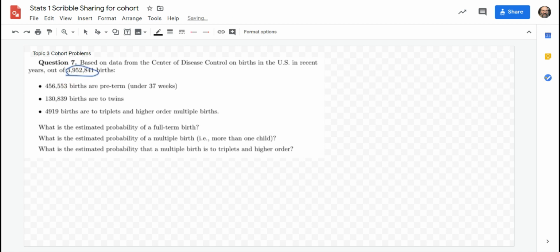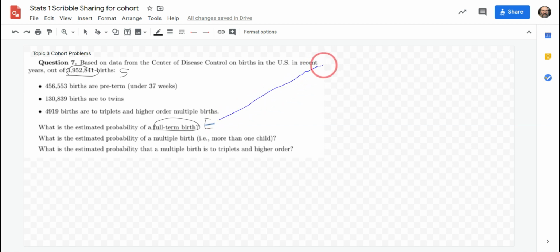Sorry, all births is the sample space. The event is full-term births. And as we know, the probability of an event is the size of the event divided by the size of the sample space. That's turning counts, frequencies, into a percentage, relative frequency.